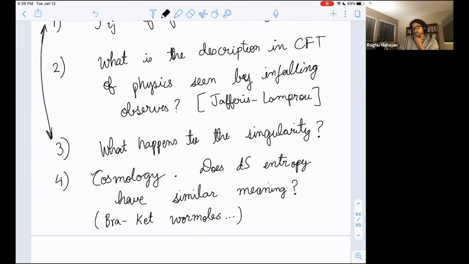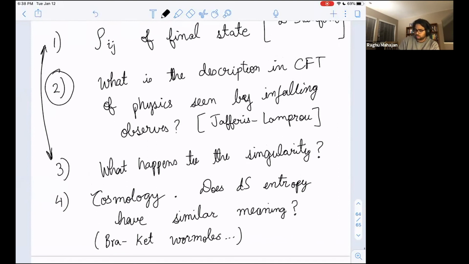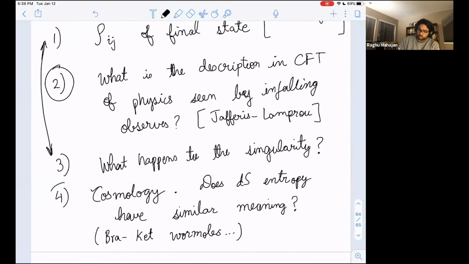So, if I have to guess the order, 1 and 3 seem hard and probably involve some string theory. But for 2, with this Jafferis and Lamprou paper, and I don't know anything about cosmology really, but if people think about it, maybe there's progress to be made on number 2 and number 4.